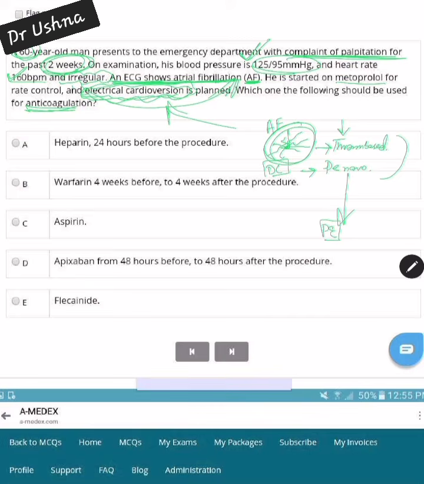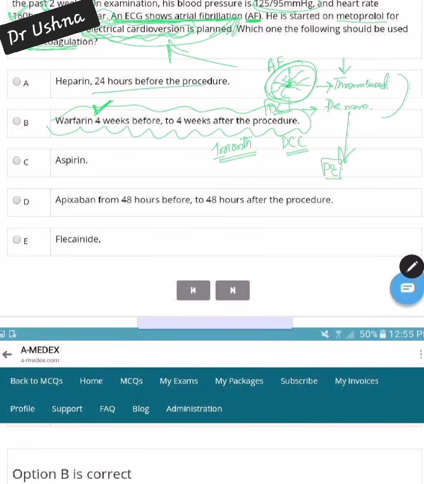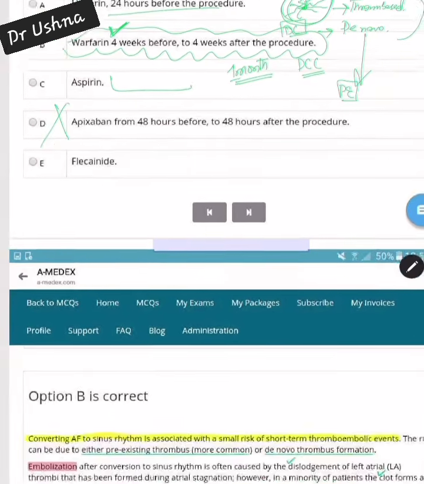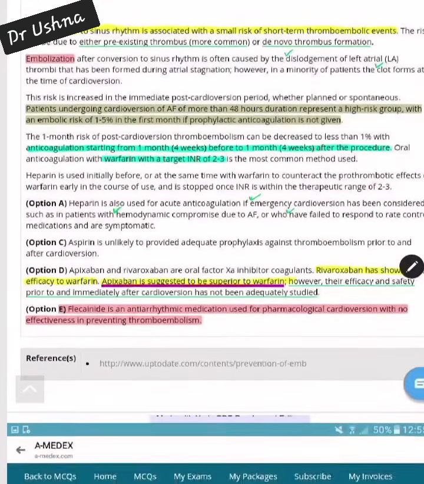So we have to anticoagulate the patient even before the procedure is started. This is the right option: warfarin 4 weeks before and 4 weeks after the procedure. One month is the window period, 1 month before and 1 month after DC cardioversion. You have to give warfarin to the patient. Just 24 hours is not the right option. Just aspirin is not the right option. And apixaban, there is no clear-cut study about apixaban, which is a novel anticoagulant.